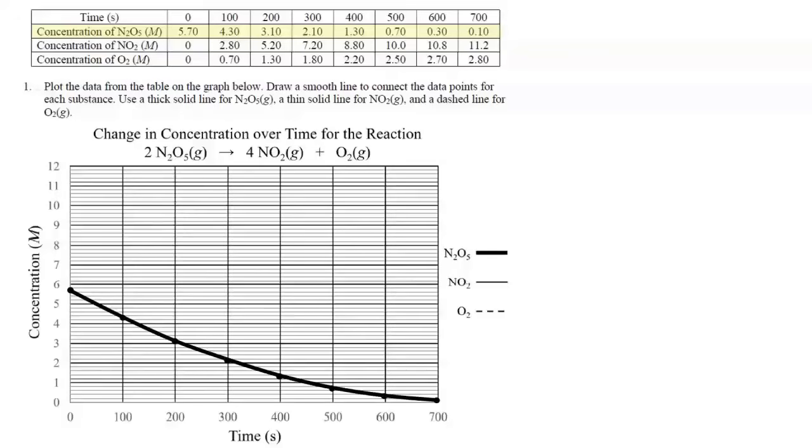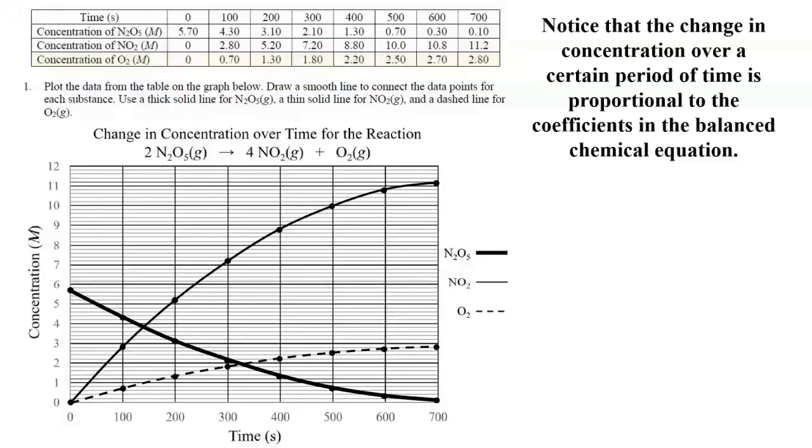Now I'll move on to the data for the change in concentration for NO2. So 0 at time 0, and then 2.80 moles per liter, 5.20 moles per liter, 7.20, 8.80, 10, 10.8, 11.2. So that is the change in concentration for NO2. And then finally the change in O2, starting at 0 and then 0.70 moles per liter at 100 seconds, 1.30 moles per liter at 200 seconds, 1.80, 2.20, 2.5, 2.7, 2.8. So that is the change in concentration for O2.